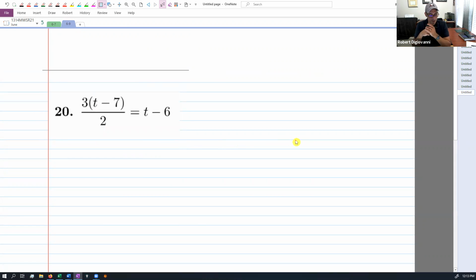All right, this one's tricky. I'm going to write the problem out again here. 3 times (t minus 7), over 2, the whole thing over 2 equals t take away 6. So this is a linear equation.